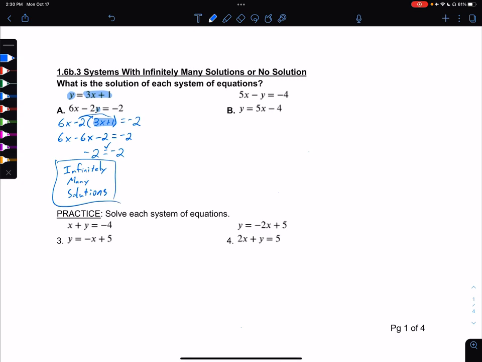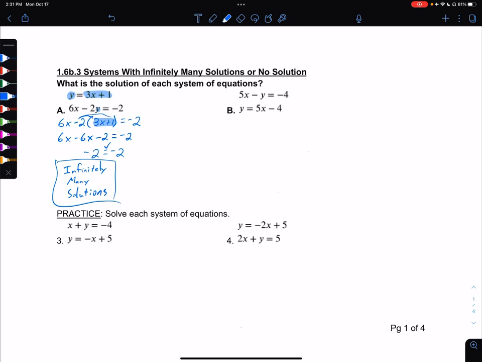But anytime you get a true statement, something like 5 equals 5, or 100 equals 100, or negative 1/2 equals negative 1/2, if it's a true statement, it winds up being infinitely many solutions. No matter what happens, those two statements will be equal to one another.